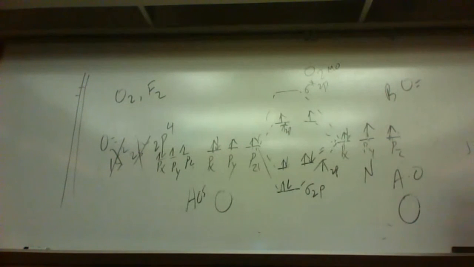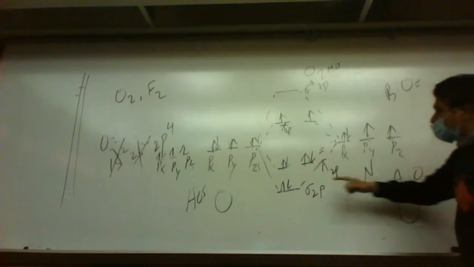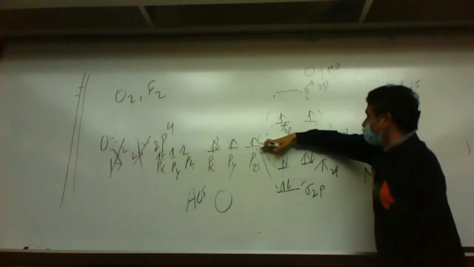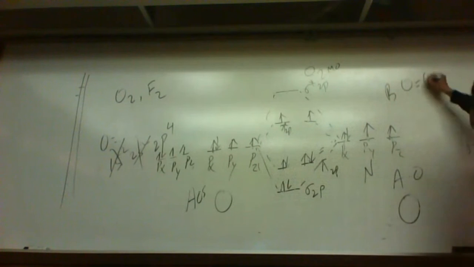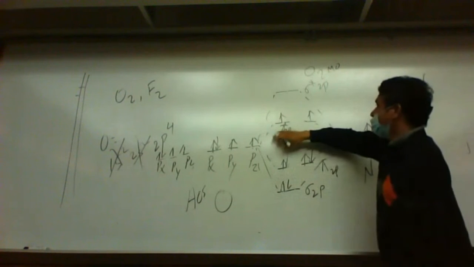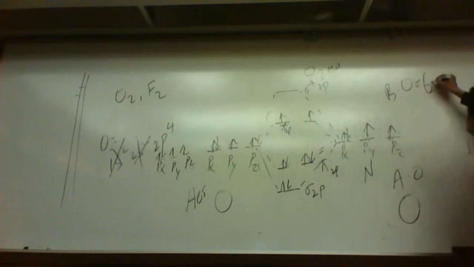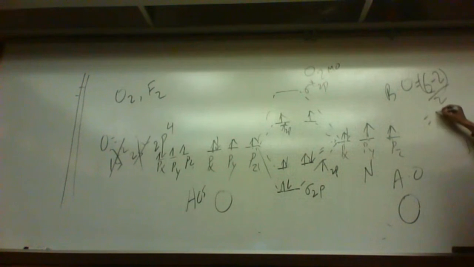Now let's talk about the bond order in oxygen. So how many in bonding? 2, 4, 6. So below, there are 6 electrons. And how many above? In anti-bonding there are 2. And then you have to divide by 2. So 6 minus 2, divided by 2, is 2.